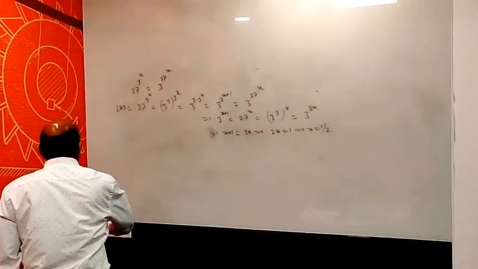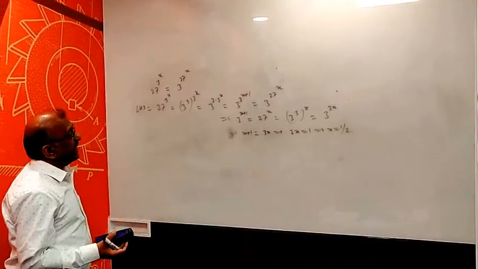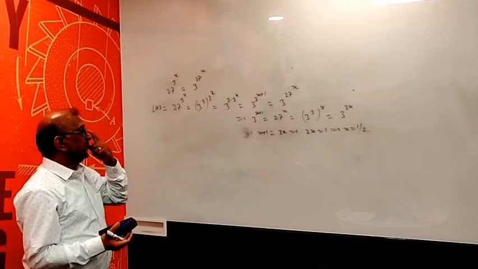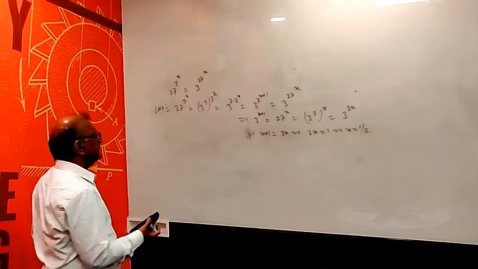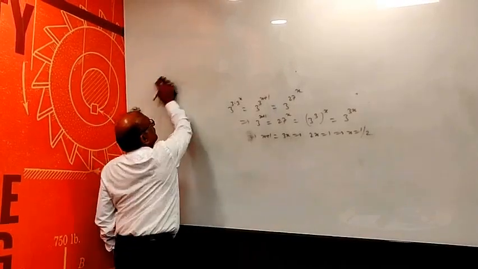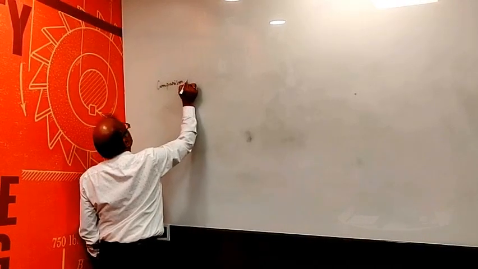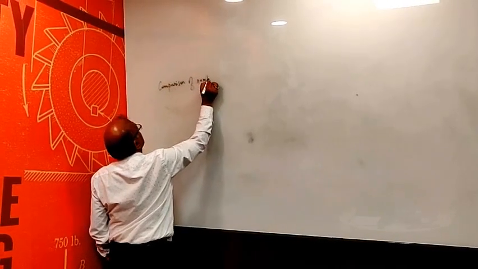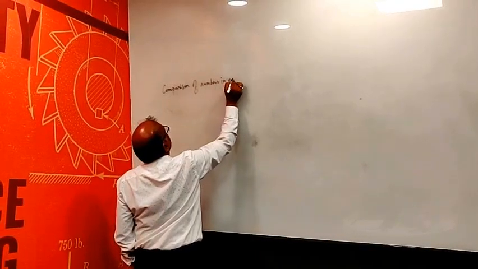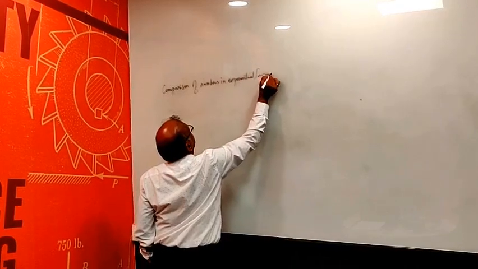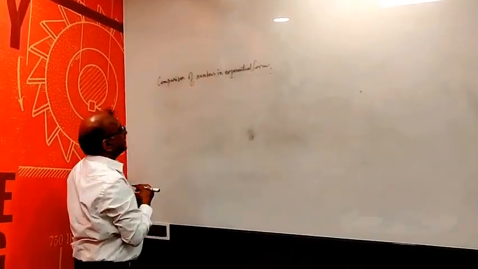Alright, and now let's talk about comparison of numbers in exponential form. Before we do that, let's try to understand the rules of the game. So, comparison of numbers in exponential form. Alright, so let's look at the rules.